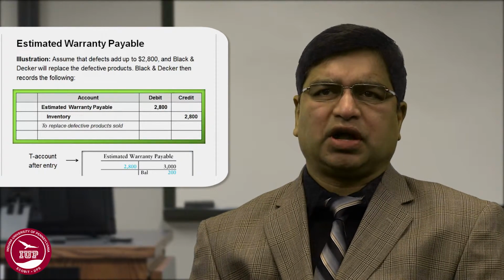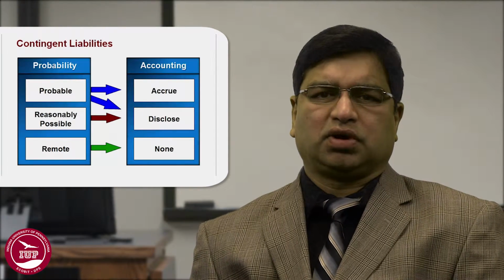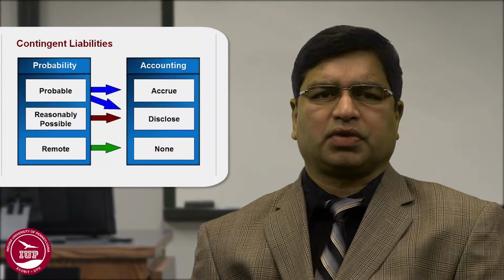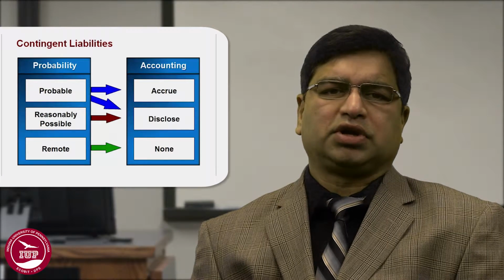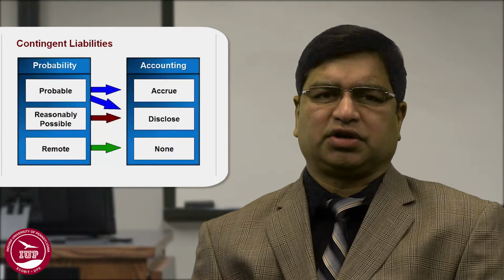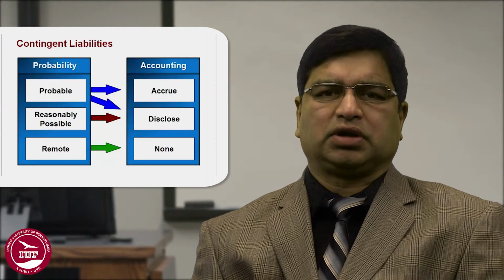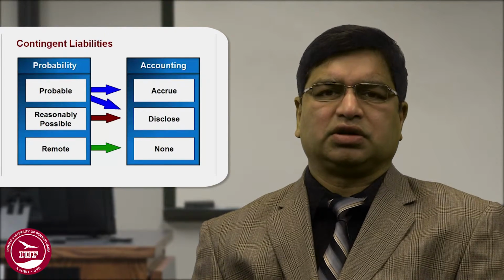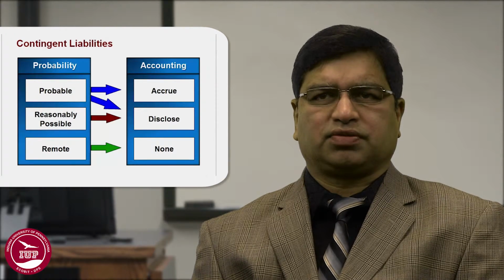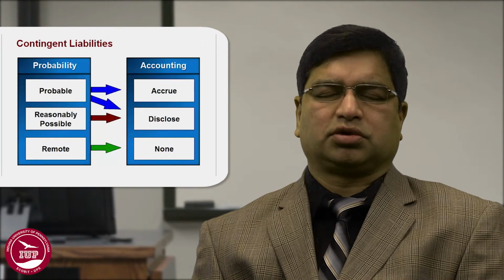As far as the contingent liabilities are concerned, if the liability is probable, you will accrue it and you'll disclose it in the notes to the financial statements. If the liability is reasonably possible, you will only disclose it in the notes to the financial statements. If the liability is remote or unlikely to happen, then no action is needed in the financial statements. So you have to establish whether the contingent liability is probable, reasonably possible, or remote.